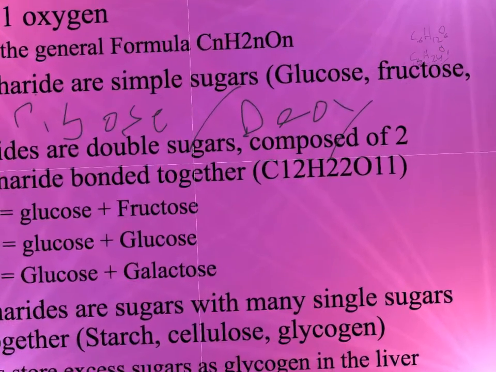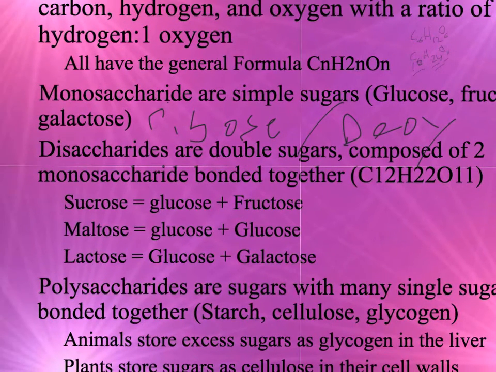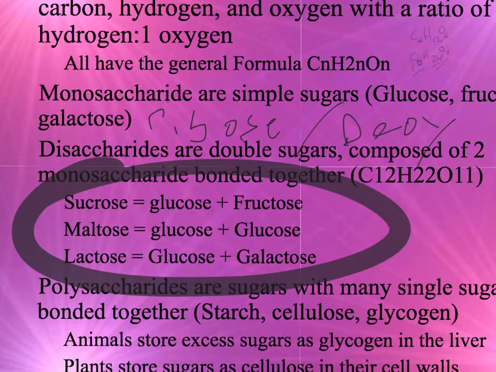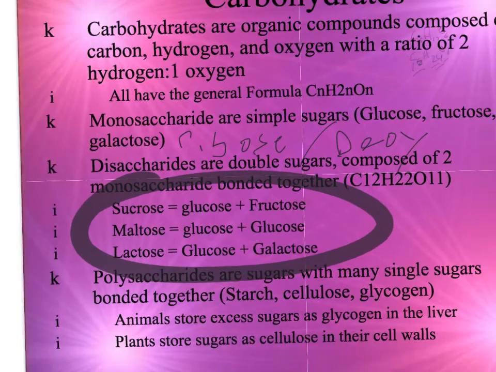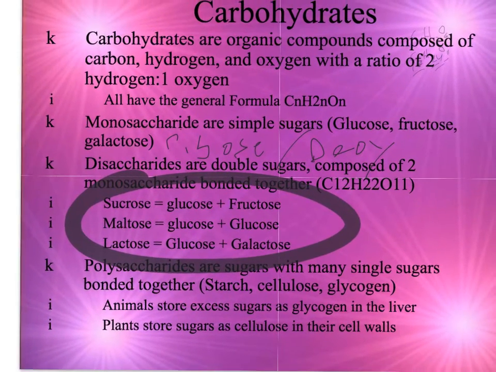The disaccharides are composed of double sugars, and they typically have 2 monosaccharides. It is important for our test that you're able to know what the disaccharides are, but also identify them, knowing what they're made of. So knowing that sucrose, also known as table sugar, is composed of a glucose and a fructose, maltose, glucose and a glucose, lactose, a glucose and a galactose. These are the examples of the monosaccharides that compose the disaccharides.